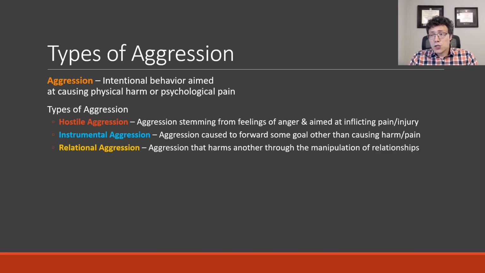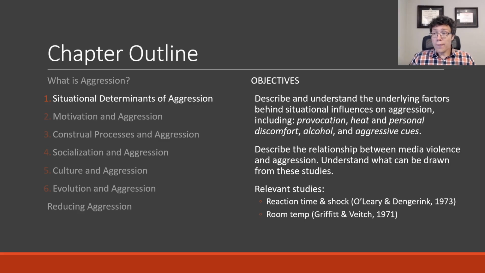Finally, we've got relational or social aggression, aggression that harms another through the manipulation of relationships. So spreading a rumor is going to be a type of aggression here. So with that in mind, let's talk about some situational determinants of aggression.